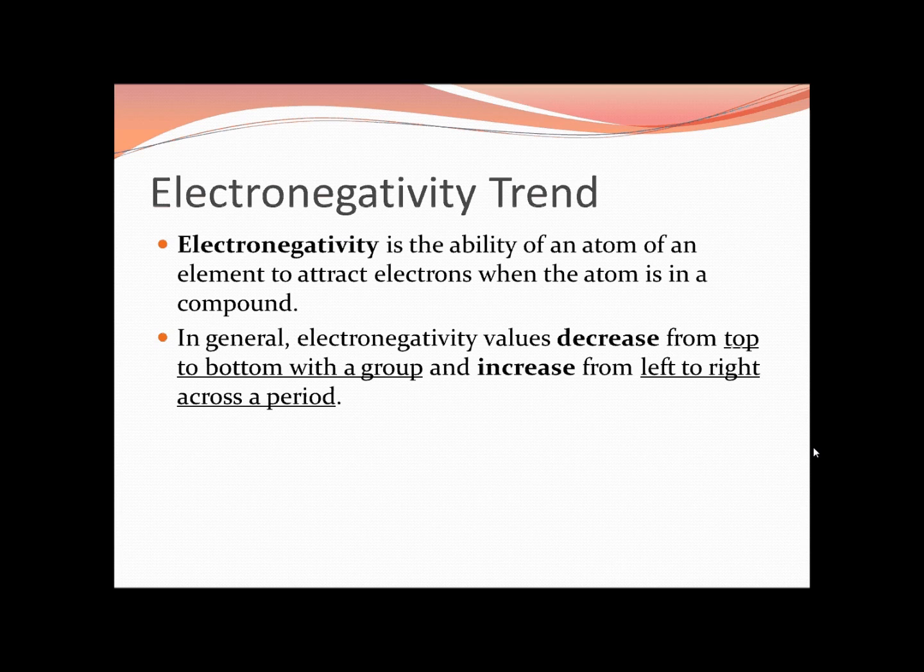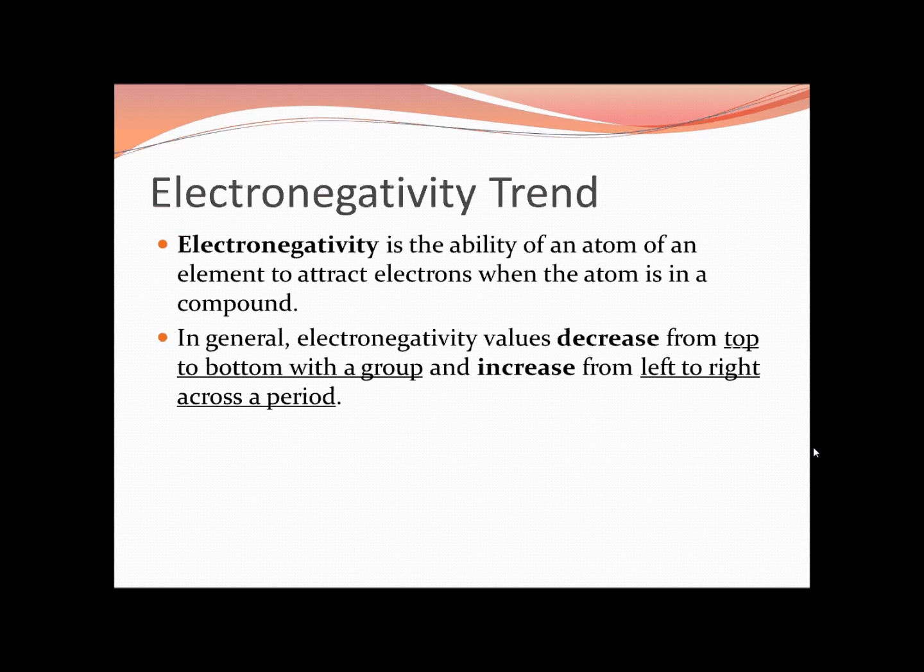And our last is electronegativity. Electronegativity is the ability of an atom to attract electrons when the atom is in a compound. So, in general, electronegativity decreases from top to bottom and increases from left to right.